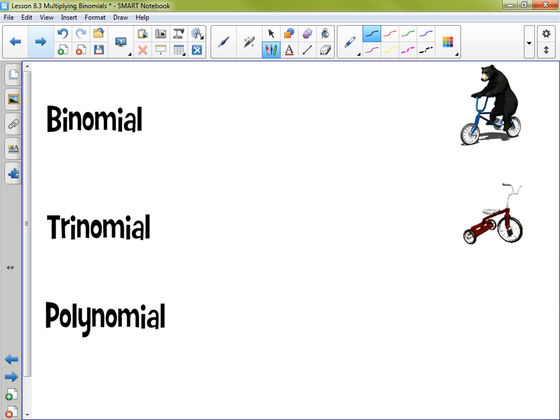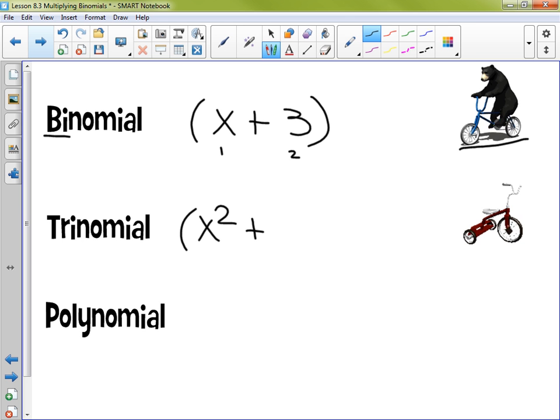Remember that a binomial is a two-termed expression. One term, two term. And you remember that because a binomial, like a bicycle, has 2 wheels. A binomial has 2 terms. A trinomial, like a tricycle, is a 3-termed expression. And then anything above a trinomial just becomes called a polynomial, or many terms.